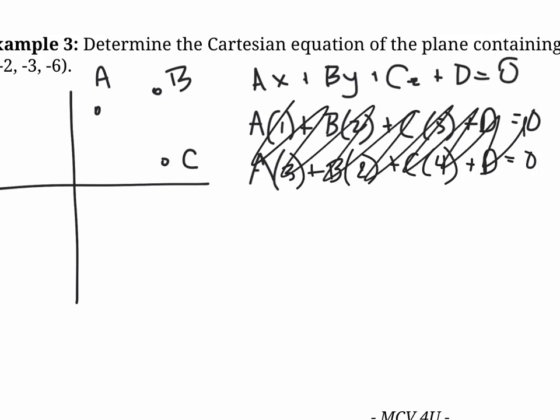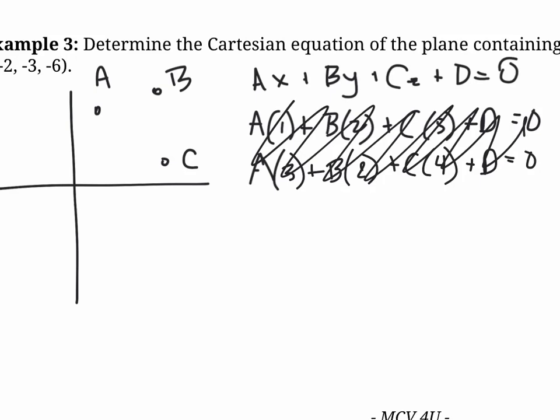But what do you know about the Cartesian equation? What does A, B, and C actually stand for? What's something that represents that? And the idea is that A, B, and C is a normal to the line, right? A perpendicular vector to the line. So how can we find a perpendicular vector?